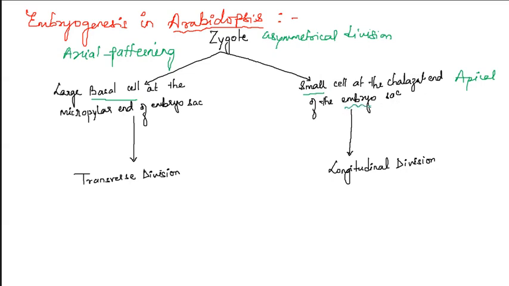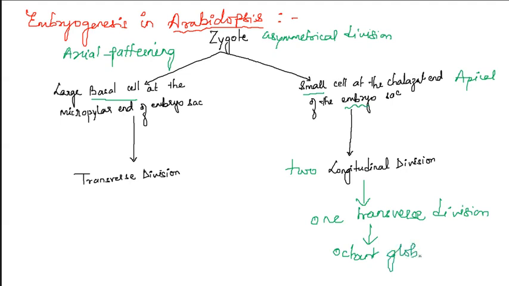Now here we see the small cell which will form the embryo. How will it form the embryo? It will undergo two longitudinal divisions, okay, and one transverse division, which will give rise to the formation of an octant stage. Octant stage is what? The globular stage. Very important. So the first stage which is formed is the globular stage. How is it formed? It is formed by two longitudinal divisions and one transverse division, which will form the octant globular stage.